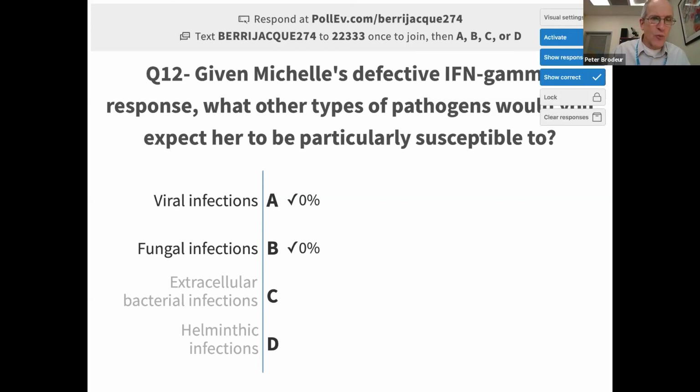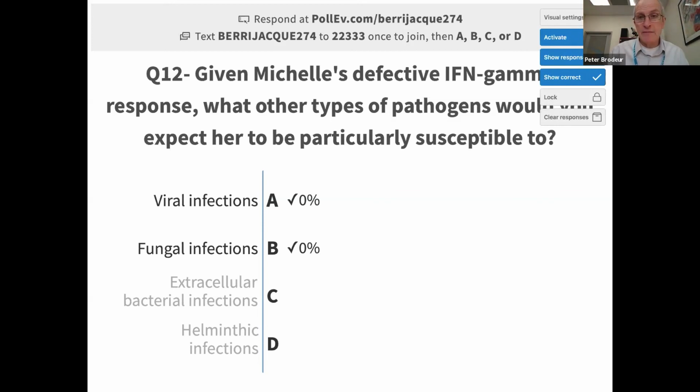And finally, the worm infections or the helminth infections, the major immune response to those will be a Th2 response, which results in IgE production, and it's the IgE mast cell eosinophil response that is going to be important for immunity to worms.